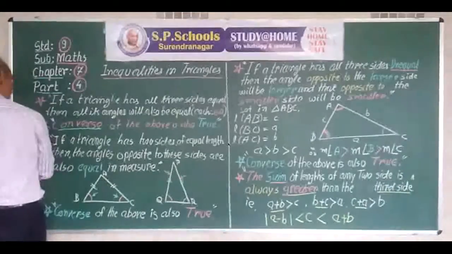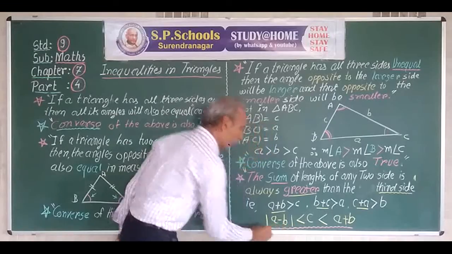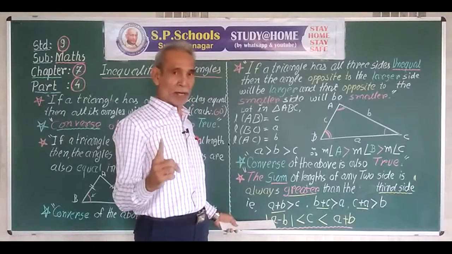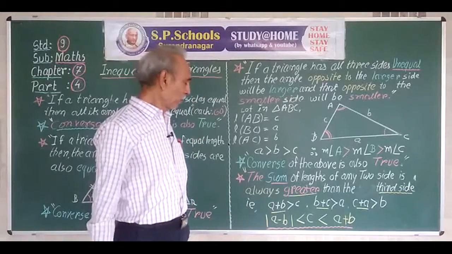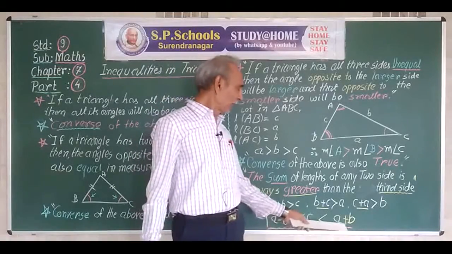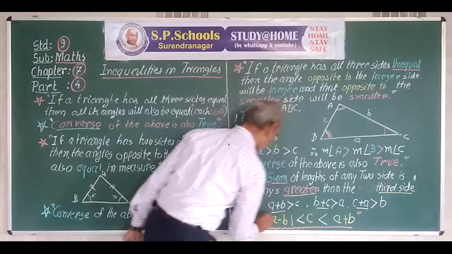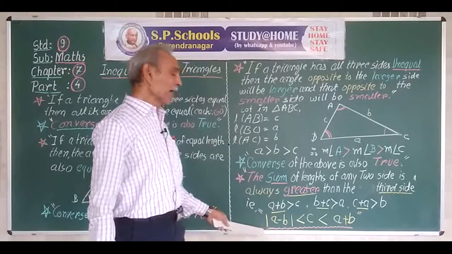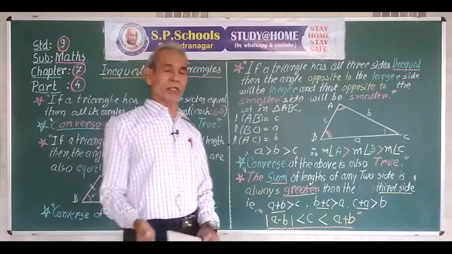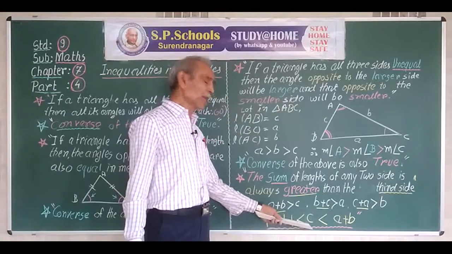This is a very important property of a triangle. The positive difference of any two sides of a triangle is always less than the third side, which is always less than the sum of the other two sides. So this is a very important property of any triangle. Here mark it well that the difference we take is the positive difference. Means we have to subtract the smaller side from the greater side, other than the side we take.